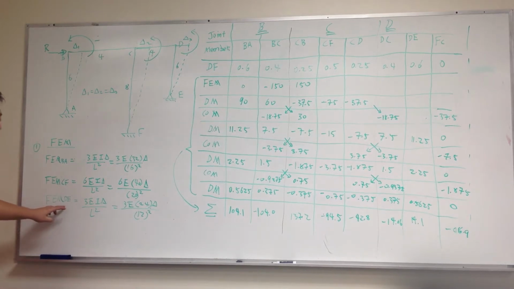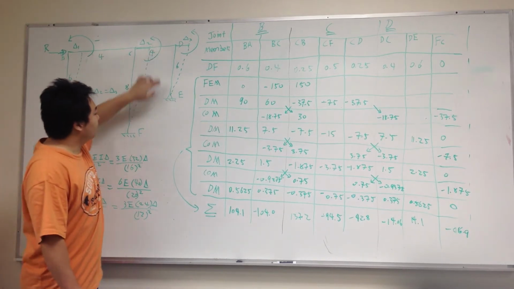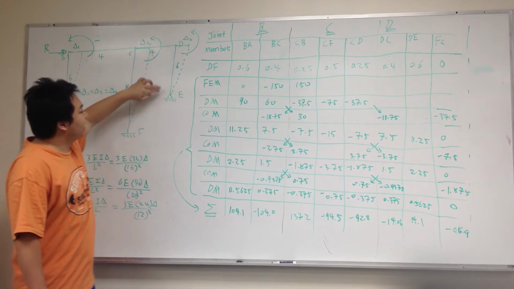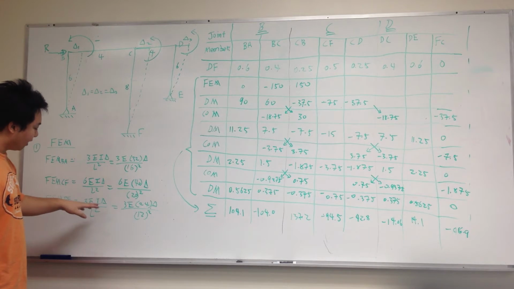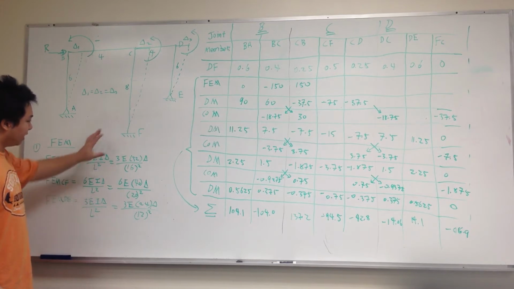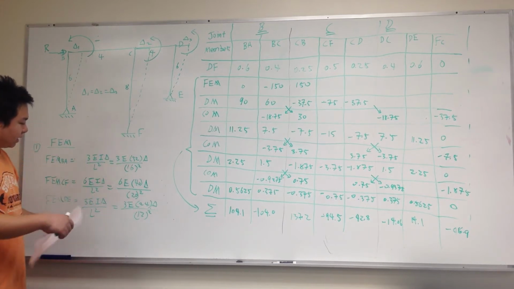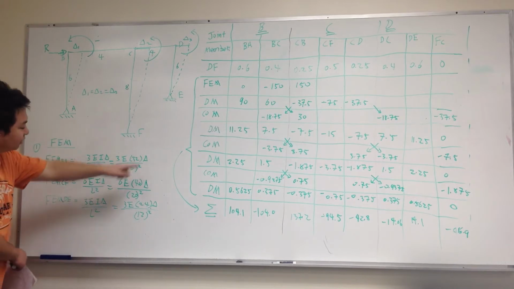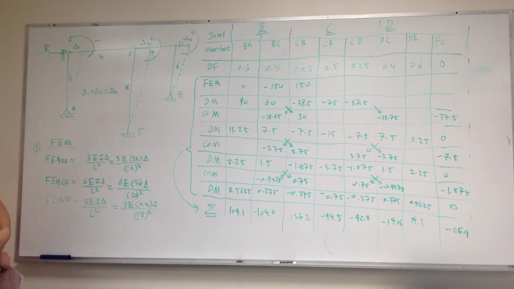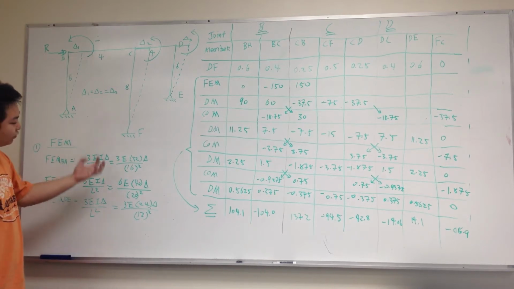And for fixed end moment DE, it is a fixed and a pin, so you're gonna use 3EI delta divided by L squared. And you get these numbers, and you have to put them in, because in this case, since you have a delta, you don't know what the value is, you can't just find the actual numbers.